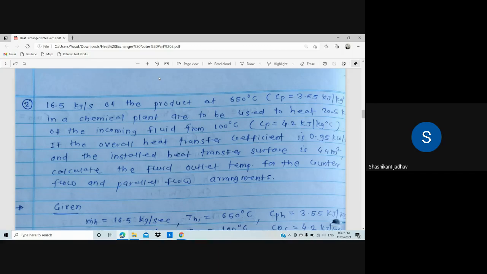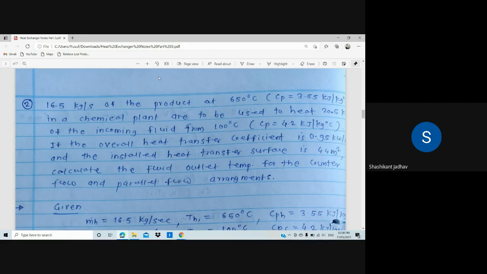Okay, so all of you read that problem carefully and understood the given things. 16.5 kg per second of the product at 650 degrees Celsius in a chemical plant are to be used to heat. Okay, so this 16.5 is the mass flow rate of which fluid? It is of the hot fluid. So m dot h is given, so all of you write down the given things. M dot h is equal to 16.5 kg per second.